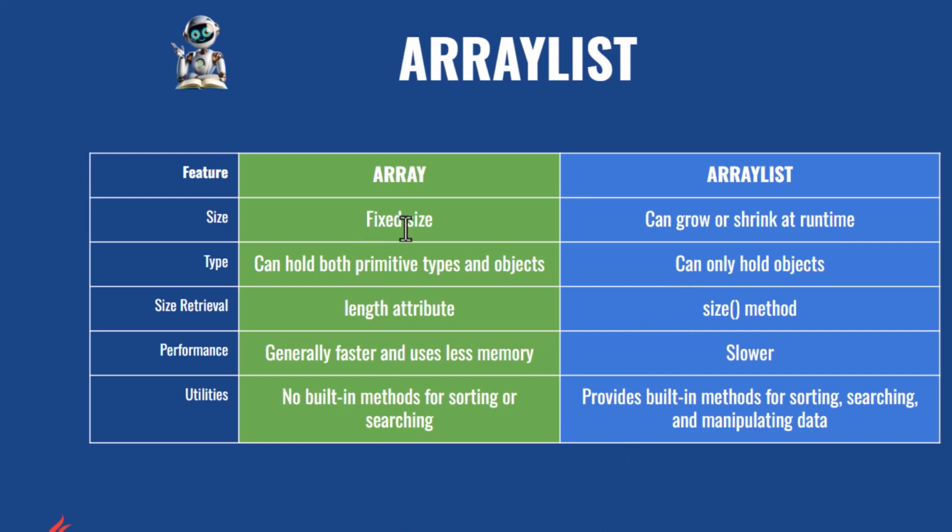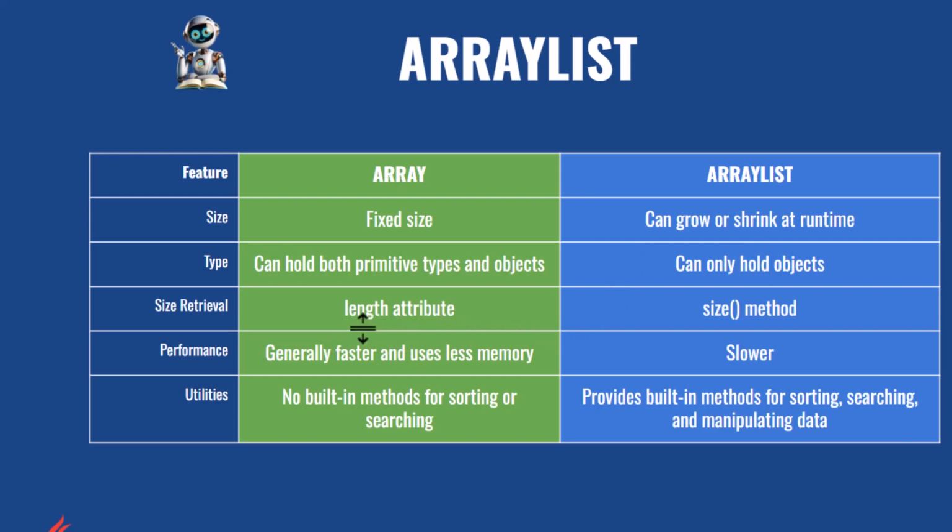So once you create it, let's say it has 5 spaces, you can't resize it. It is not resizable. But an array list is resizable, so it can grow, it can shrink at any time. Arrays can hold both primitives and objects. Array lists can only hold objects, and we're going to look at that as well.